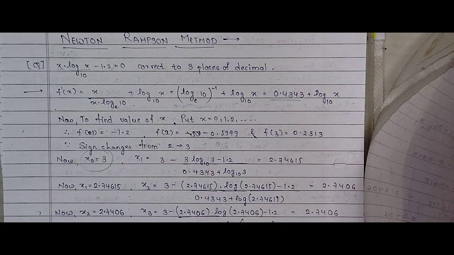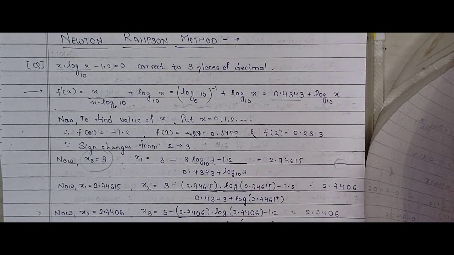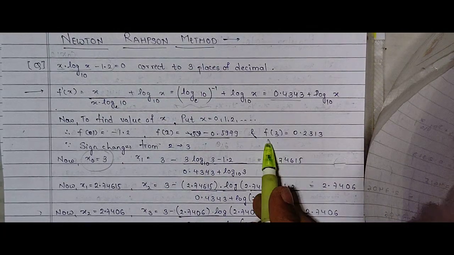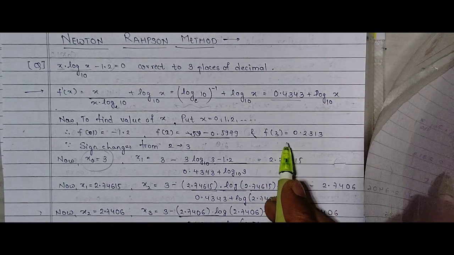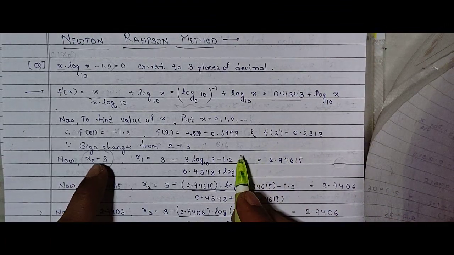Please remember guys, in the Newton-Raphson method, you will make a mistake if you don't know which value to consider as x naught. Which value should you consider as x naught? The one whose function value, that is whose y, is nearest to 0. Here you can see that f of 3 is near to 0. That's why I am considering x naught as 3.